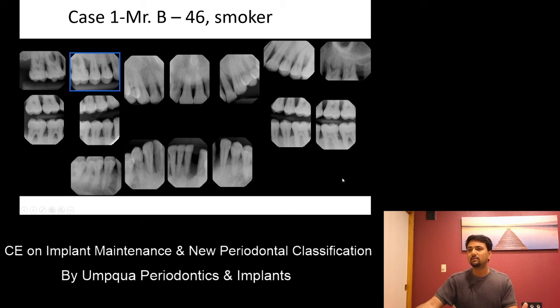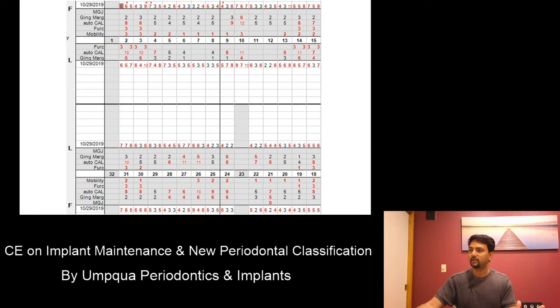Is it unstable or stable? For this step, you have to look at the perio charting, and I see a lot of probing depths more than 4 millimeters, some bleeding on probing here and there. So he's an unstable case.